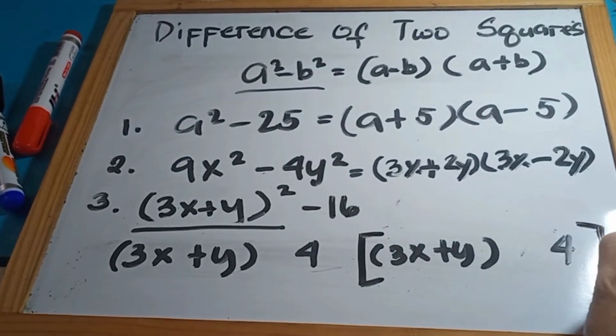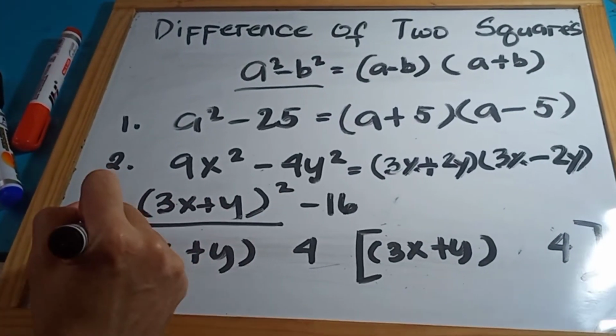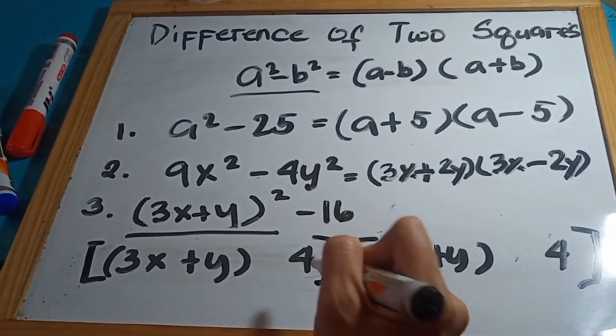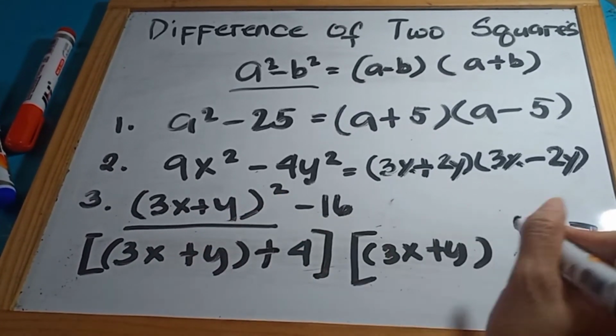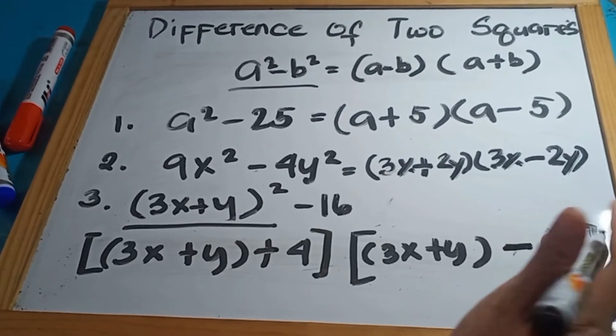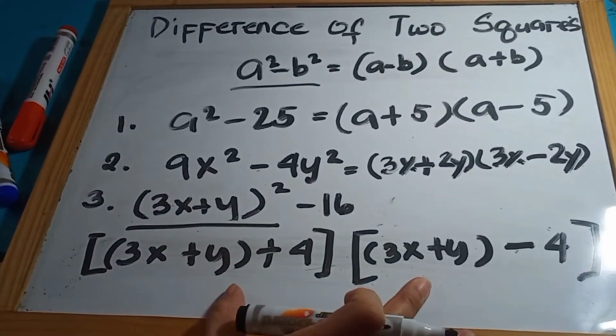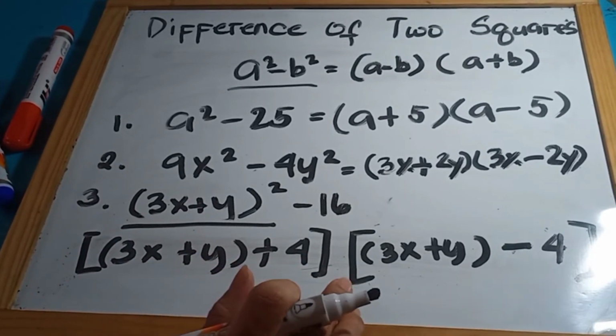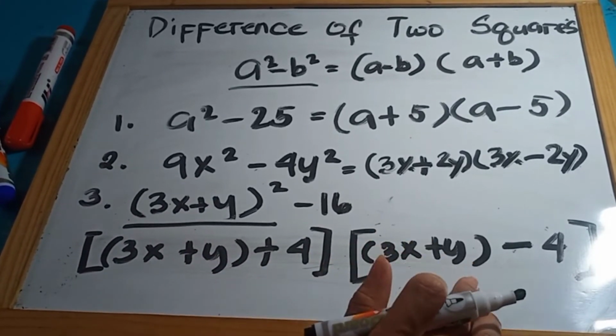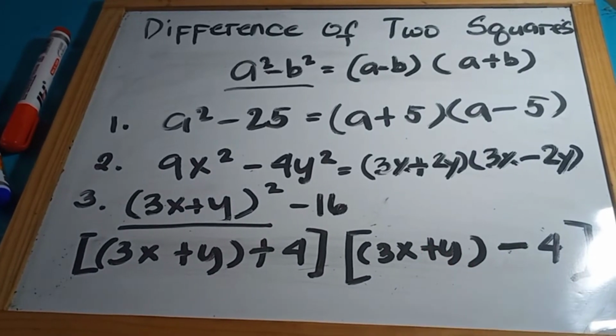Okay, so ano yung kanilang magiging sign? Sabi natin, if it is a difference of two squares, therefore ang kanilang sign, isang positive at isang negative. So, ito na yung kanilang factor. 3x plus y plus 4 times 3x plus y minus 4.